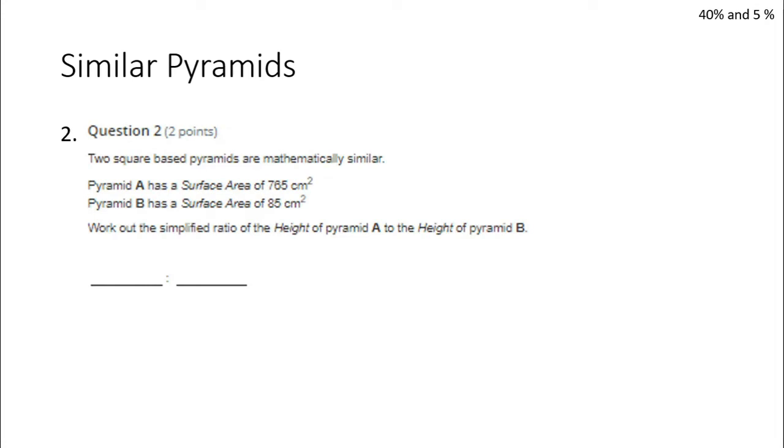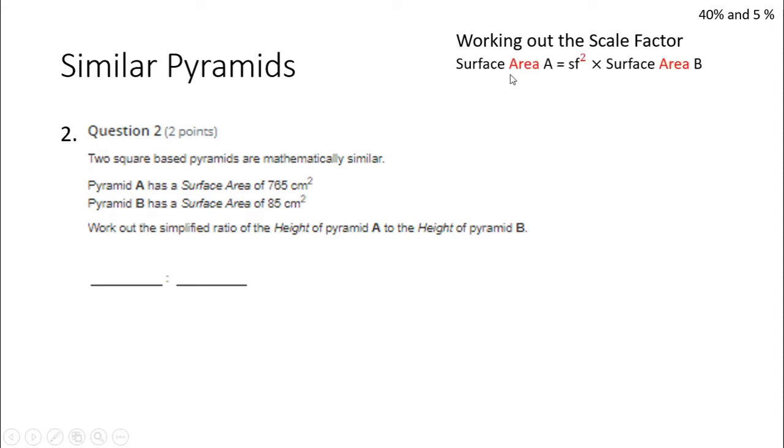Right, number 2, similar pyramids. This is one that you had a lot more trouble on. So let's go over this. First of all, you're given the surface areas of Pyramid A and Pyramid B. So when we're working out the scale factor, you have to keep in mind that with areas, the surface area of one is not just the scale factor times the surface area of the other, but the scale factor squared.